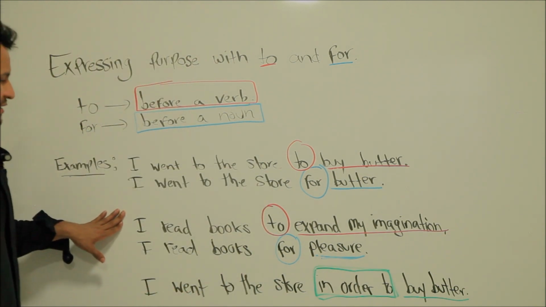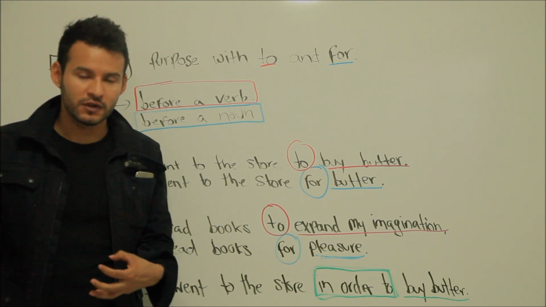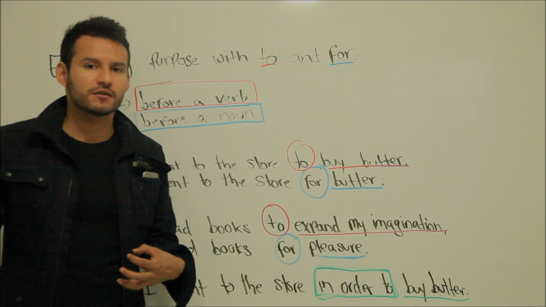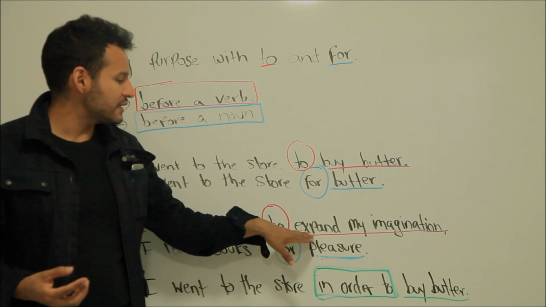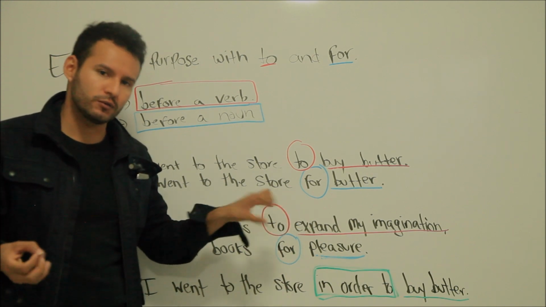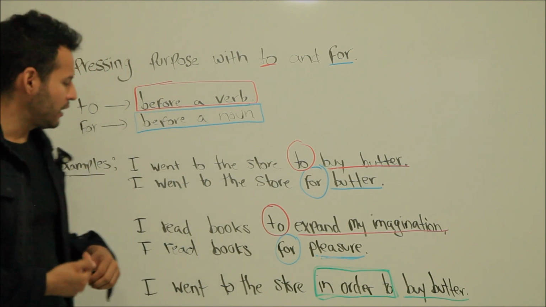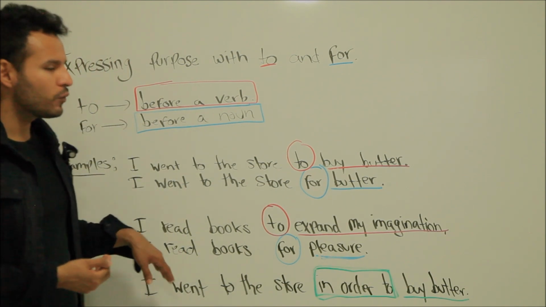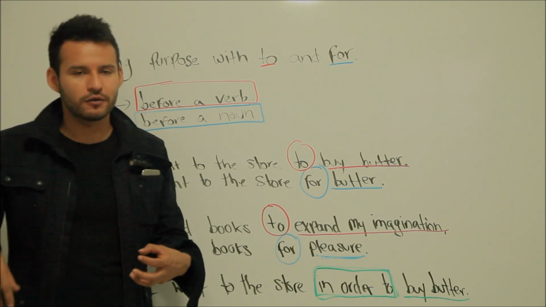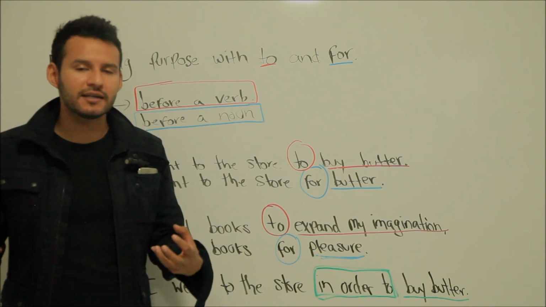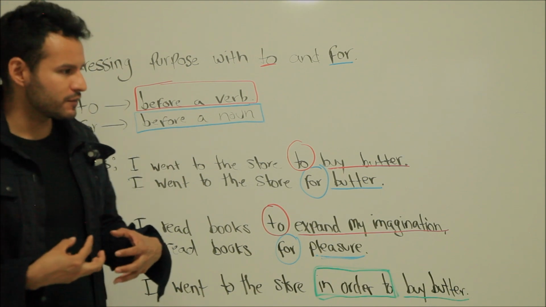Another example would be if I say, I read books to expand my imagination. So again, I read books. Why? To expand my imagination. Expand is a verb, so to is correct. For would be incorrect. However, if I say, I read books for pleasure, pleasure is a noun, so I read books for pleasure is another way to express the reason that I read books.